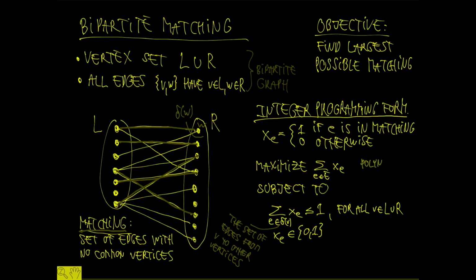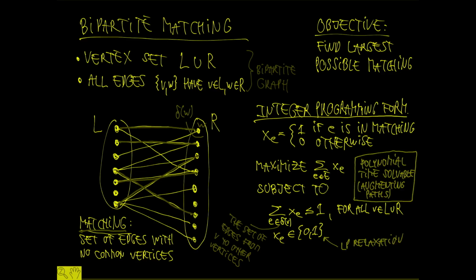Of course, as you know from previous courses, this problem, maximum matching, has a polynomial time algorithm. For example, you may have seen an augmenting paths algorithm. So why are we bothering writing this as an integer programming formulation? The answer is that it will be a useful tool for analysis. In particular, we are going to look at the LP relaxation of this linear program and its dual.